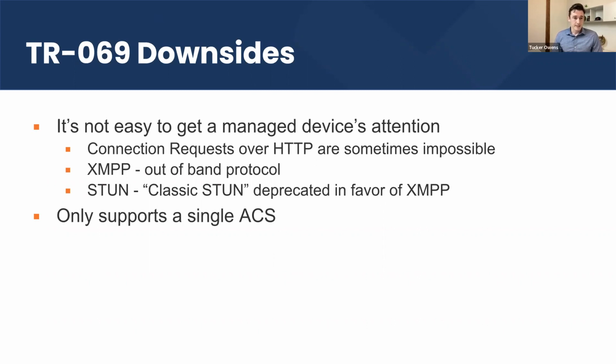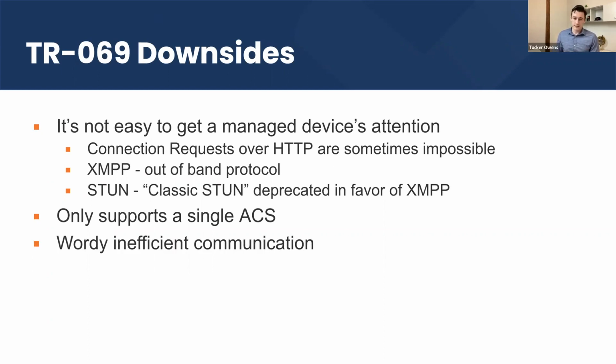The other downside of TR-69 is that it only supports a single ACS, which means that there's only one server that can control a device at any given time, which cuts out a lot of use cases for managing a device. You can't have multiple organizations interested in parameters or values set on a device. Or if you do, you have to go through a single server. So there's some coordination on that side that adds a lot of complexity.